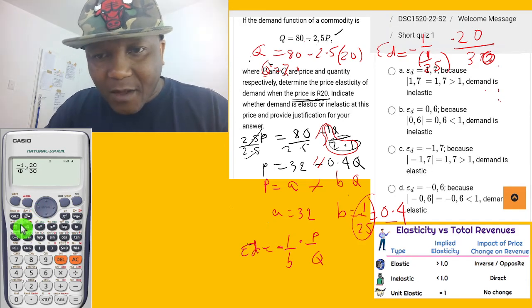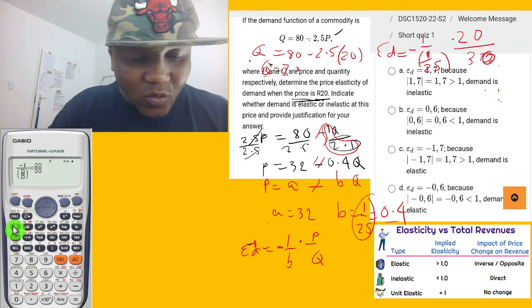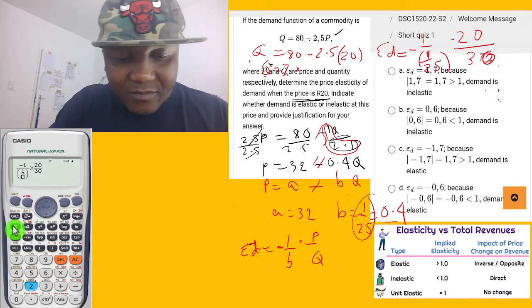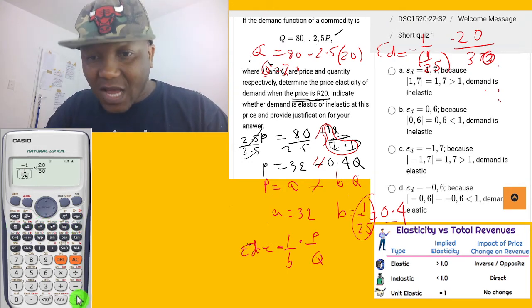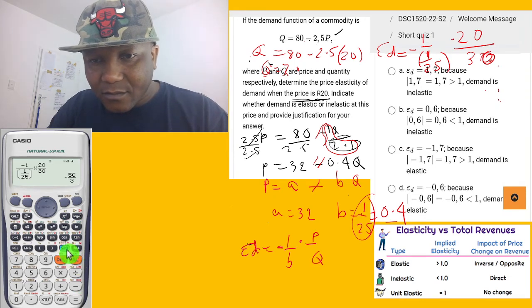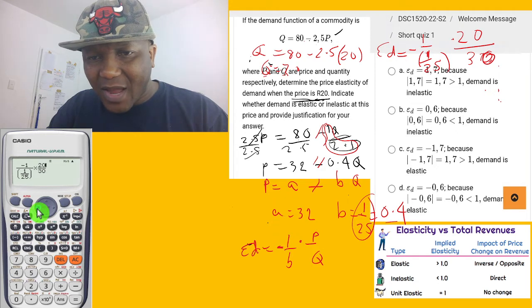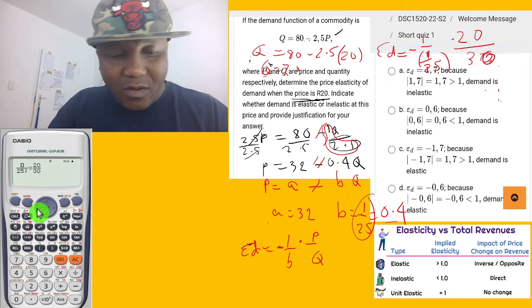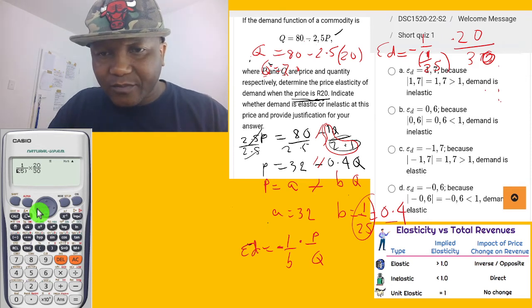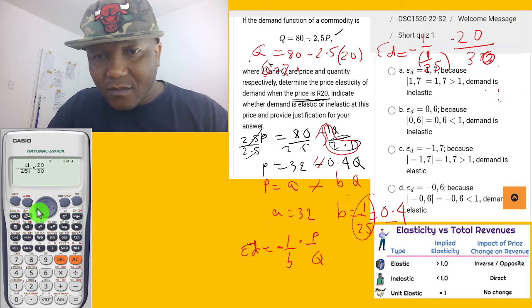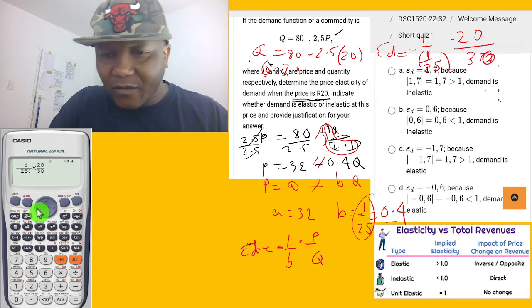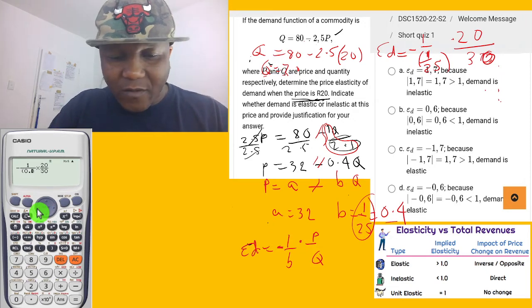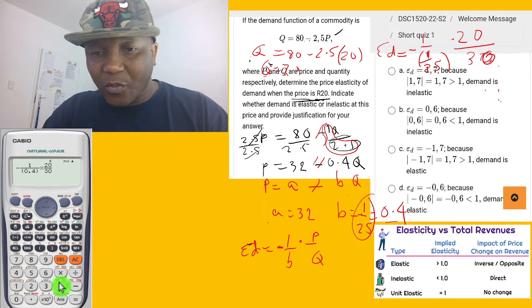Let's put the fraction again. It was 1 over 25. Let's see, it has to give the same. Oh, so it has to be a decimal. I think the problem is the calculator. So rather put it in decimal. Remember, there's a negative here. Don't forget your negative. 0.4, with the negative. Okay, 0.4.